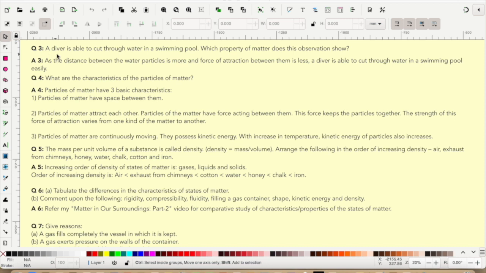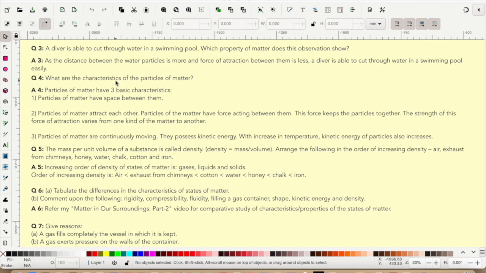Third question is, a diver is able to cut through water in a swimming pool. Which property of matter does this observation show? Answer is, as the distance between the water particles is more and the force of attraction between them is less as compared to solids, a diver is able to cut through water in a swimming pool easily.